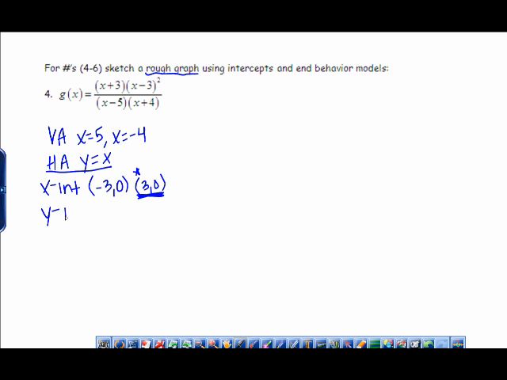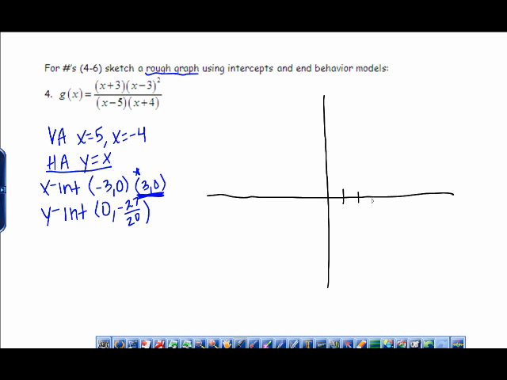All right, y-intercept. Again, you don't have to multiply this out to find the y-intercept. Just plug in 0 where you have x. So we'd have 3 times -3 squared, which would be times 9. That's going to give me 27. And if you plug in 0 here and here, you'd have -20. So we have -27 over 20. All right, so now let's go through and put all this stuff on the graph.